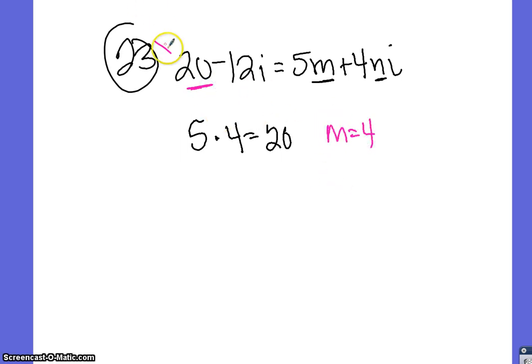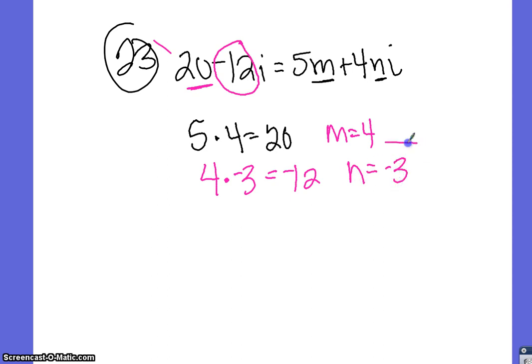Okay, so let's look at the next one. My next one for n, I have a positive 4. I'm looking to get a negative 12. So 4 times what will give me a negative 12? That's right, a negative 3. So n is equal to a negative 3. All your goal is to try and put numbers and replace the m and the n in order to equal the original equation. So you're going to use this example on the last section.